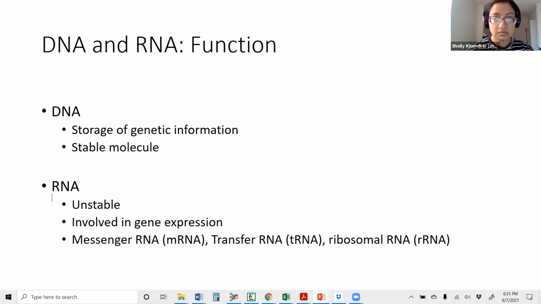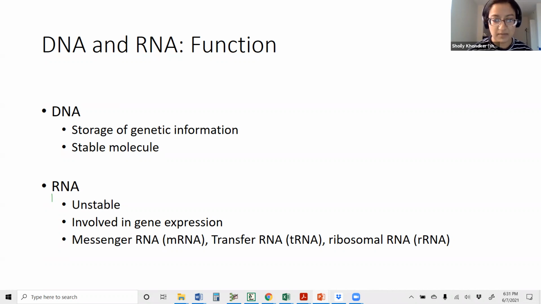Okay, so in terms of function, DNA and RNA have distinct functions. DNA's main function is to store genetic information. Because it's a storage molecule, it is stable. In a lab setting, if you have DNA, you leave it at room temperature for like a month, it's fine. Whereas RNA is extremely unstable, and that's because it has a short-term function. It's involved in gene expression primarily.